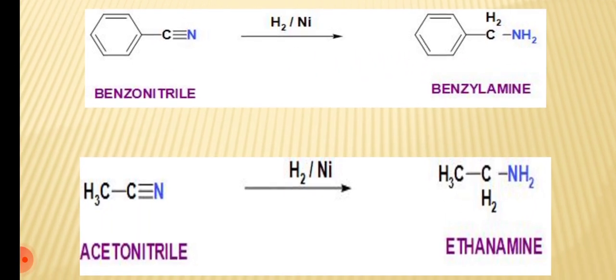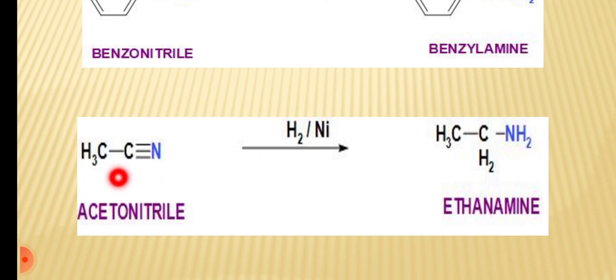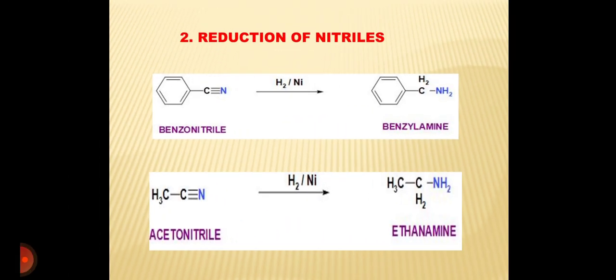Likewise, when acetonitrile is reduced with hydrogen gas in presence of nickel, 2 pi bonds are broken down and 2 hydrogens get attached on this carbon of the nitrile group. So acetonitrile gets converted into ethanamine.